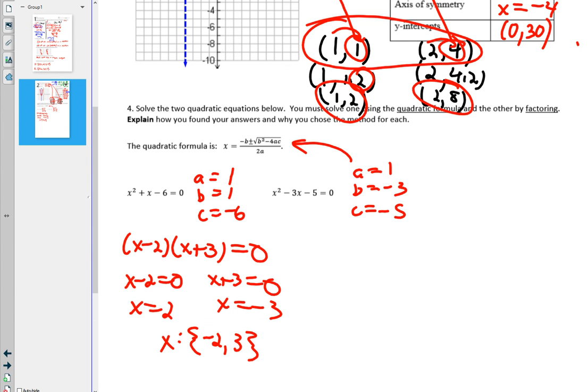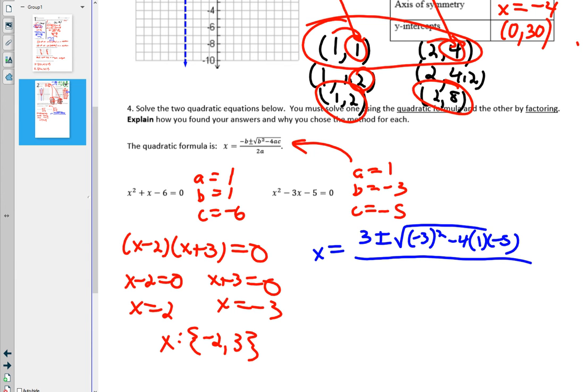For the next one, though, I plug it into quadratic formula. So x is equal to negative b. If b is negative 3, then we got to put positive 3 plus or minus the square root of negative 3 squared minus 4, a is 1, c is negative 5, over 2 times 1.